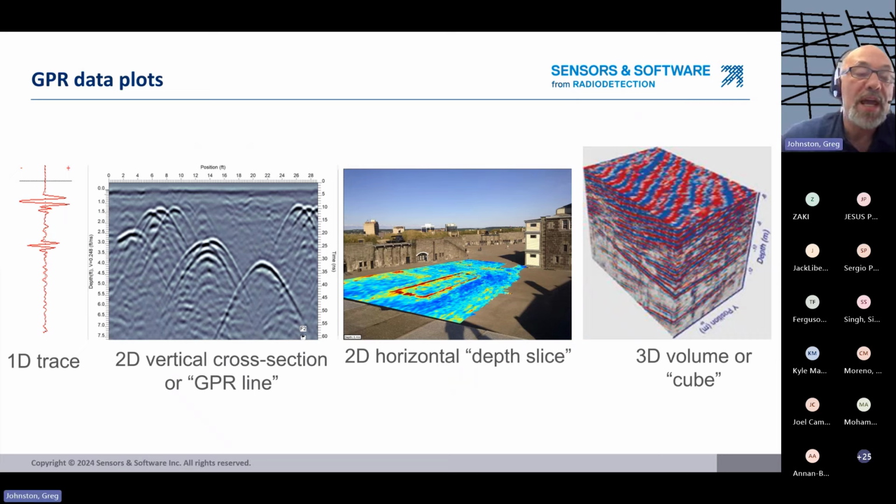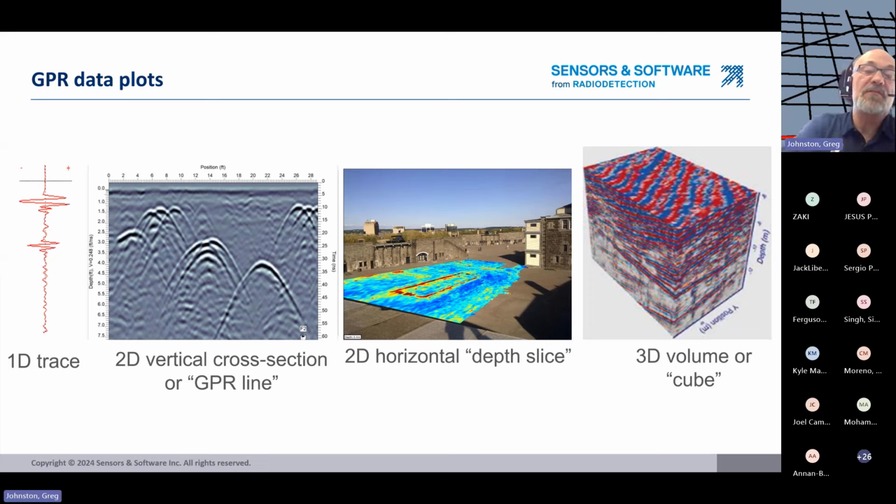There's really four ways to visualize GPR data. The most basic GPR data is a single trace, shown here on the left side. A trace is a recording of the signals that arrive at the GPR receiver after the GPR transmitter has fired. When the transmitter and the receiver are located at one position, it is 1D data.